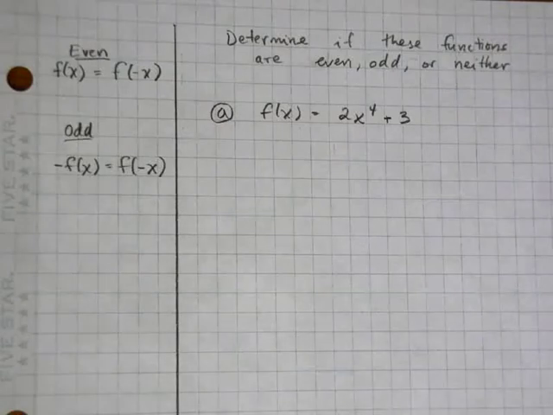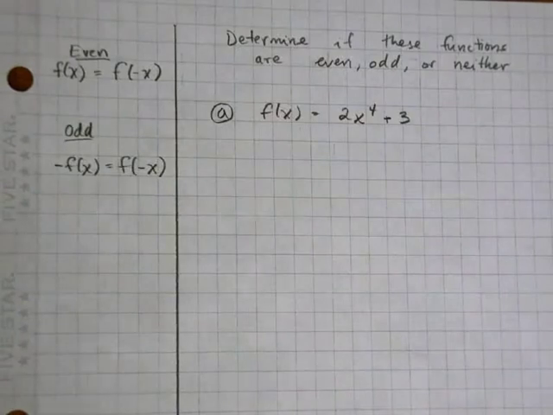Okay, so now this is the second video on function symmetry, and now we're actually going to try to prove whether a function is odd, even, or neither. Okay, so if it's not even and it's not odd, then it's neither. Okay? And we have an example here: f of x equals 2x to the fourth plus 3.